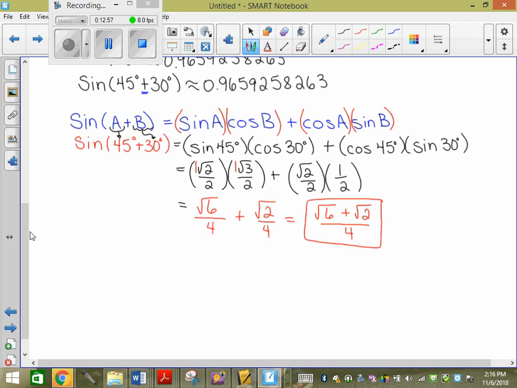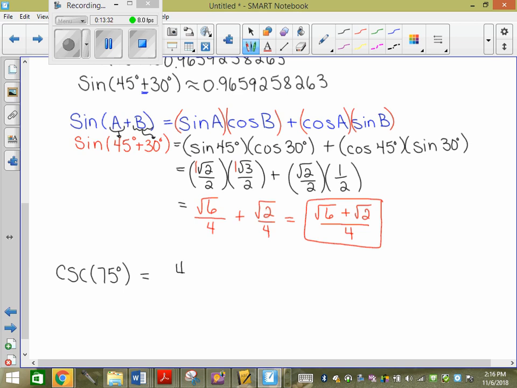And when you type it in, you should get 0.96592588263, right? Same answer. That's just the exact value of it. So instead of sine 75, what if I had asked for cosecant 75? You just take this answer and flip it, because we literally can't do cosecant 75. There's no formula for it, correct? But we can do sine of 75. So we do sine 75 and we flip it.